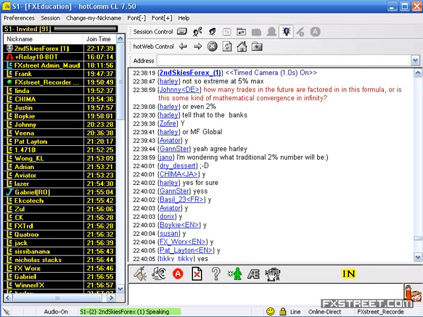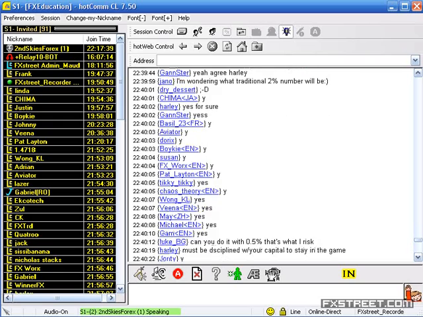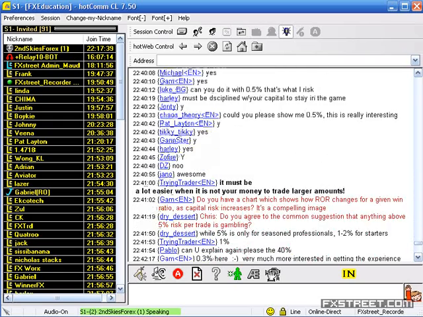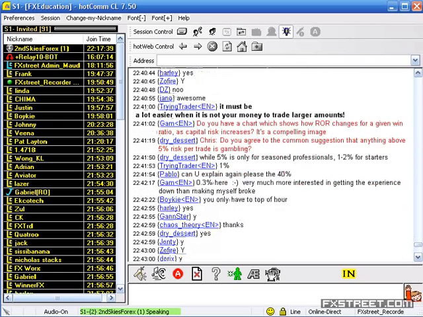Cam says, do you have a chart which shows how RR changes for a given win ratio as capital risk increases? Compelling image. Do you have a chart which shows how risk of ruin changes for a given ratio? I don't have a chart. I need to get my Excel guy to work on that, so I apologize.